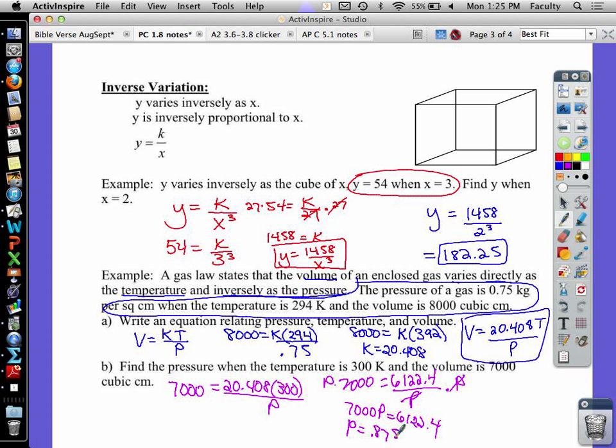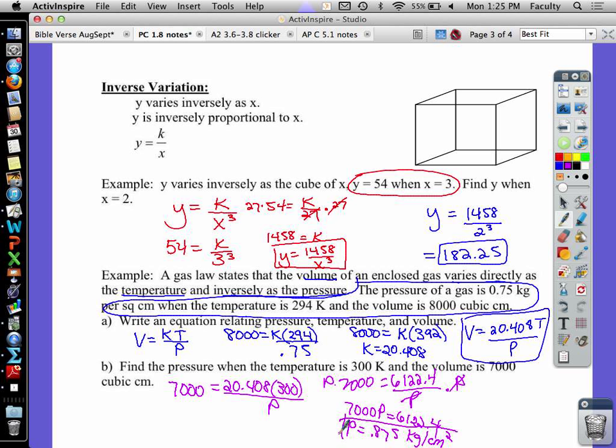0.875. And let's go find where pressure is. Pressure is kilograms per square centimeter. So make sure you are using appropriate units. Alright, so this one had a combination of direct and inverse. You guys remember how to do this?